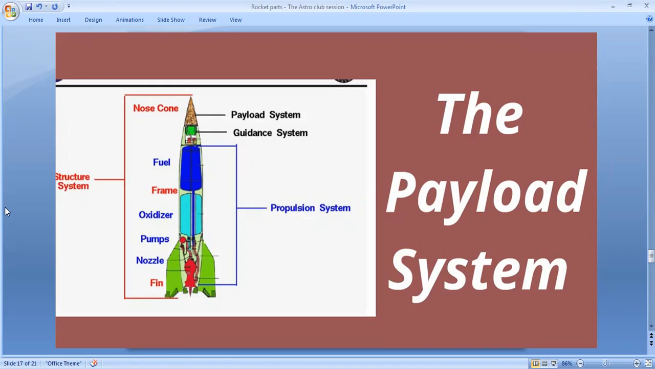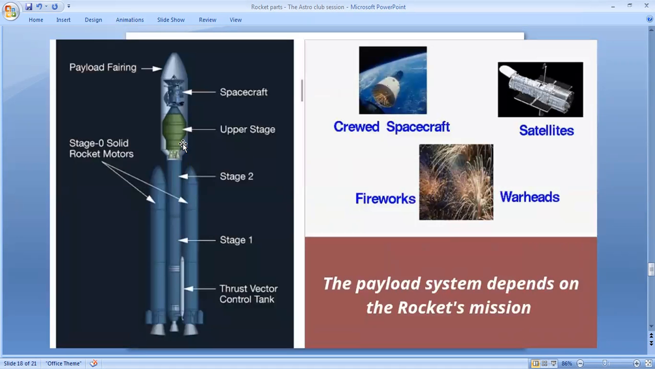Now we are going to move into the payload system. See, this is the payload system here at the top. The payload is the rocket's carrying capacity. When the rocket is going into space, it should carry something, right? For example, in this picture, if you see, it is carrying the spacecraft. It carries the crew, the spacecraft, the satellites, the fireworks, the warheads. The rocket can carry anything. So the rocket's carrying capacity is called the payload.